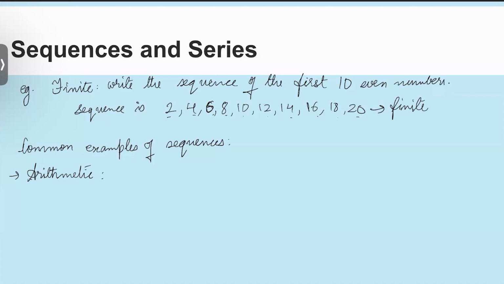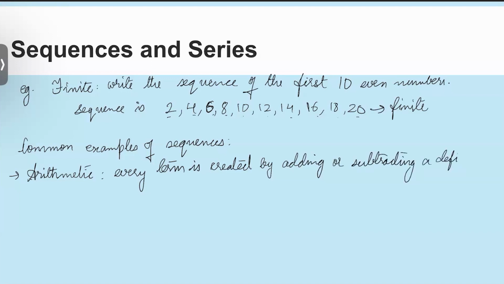So this can be written as: every term is created by adding or subtracting a definite value or a number to the previous term of the sequence.